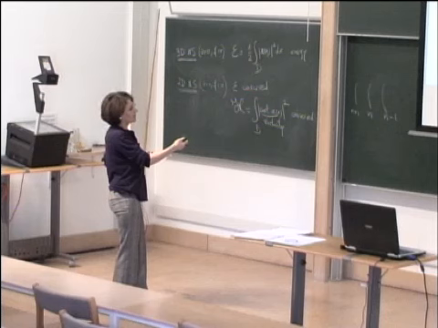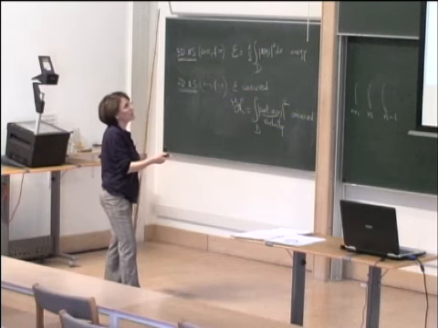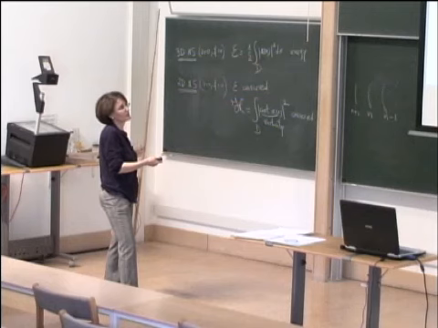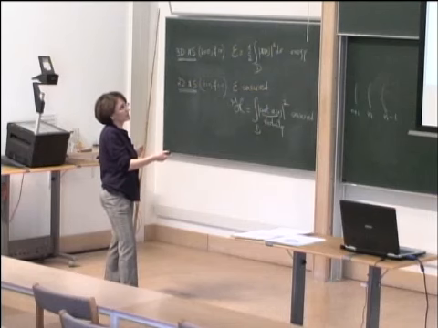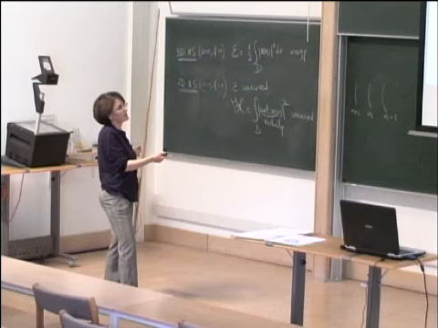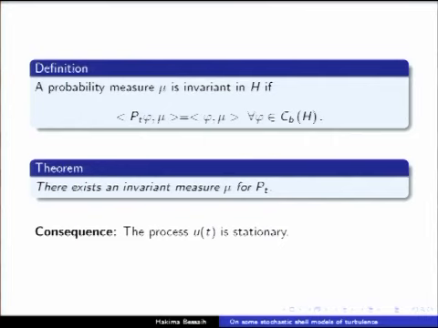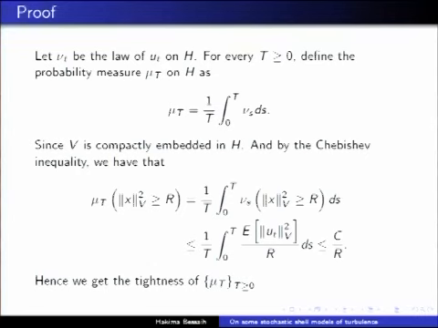For this model, I can define the semigroup of transition associated to my stochastic shell model, and I can prove that this semigroup is actually Feller, thanks to the continuous dependence on the initial condition. And then thanks to this, I can prove the existence of an invariant measure in H using just tightness for a semigroup which is Feller.